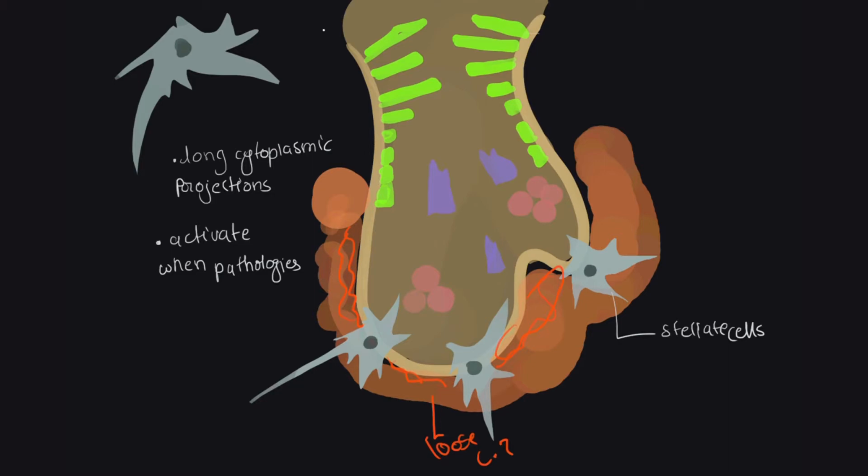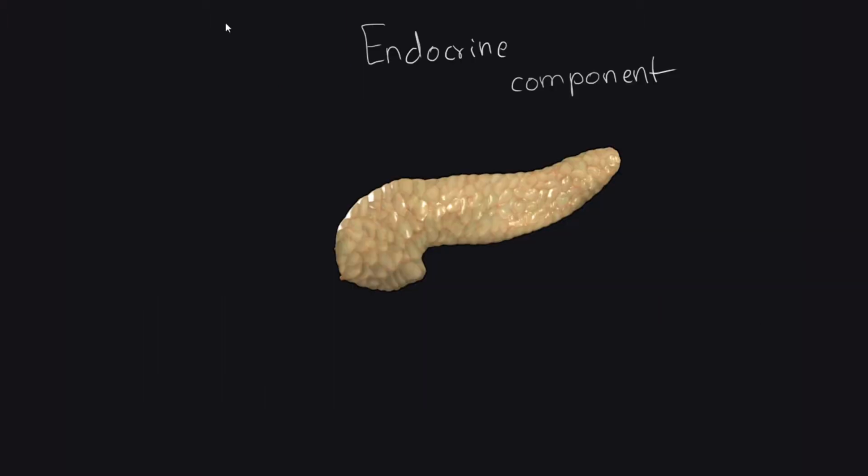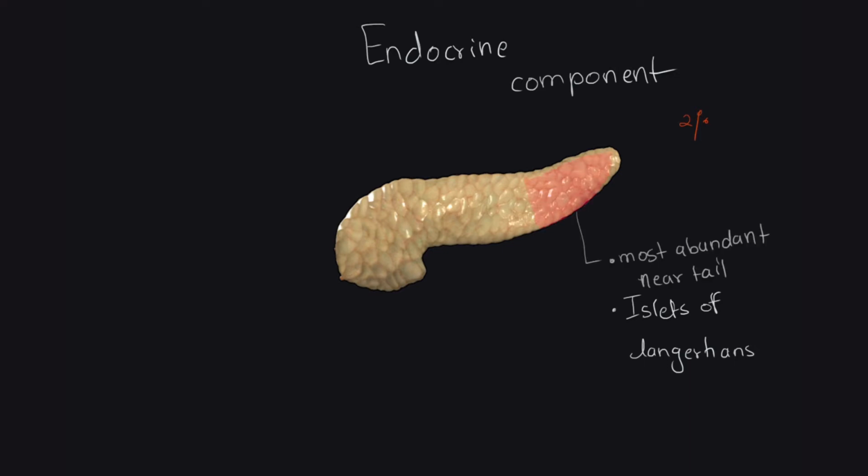Now let us move on and look at the other component, known as the endocrine component. Though the endocrine component only makes up about 2% of the pancreas, it is very important, and it's usually made up of islets of Langerhans. Islets of Langerhans are dispersed all around the pancreas, and there are usually millions of them, but they're more concentrated near the tail region of the pancreas.